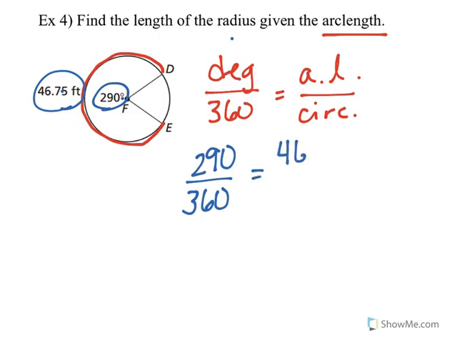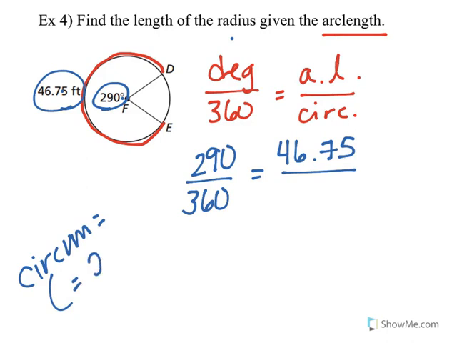We know our arc length is 46.75. What about circumference? Well, we don't know that. We need a variable, and we're solving for the radius. So isn't there a circumference formula that is in terms of the radius that we talked about in the last section? Circumference is equal to 2 pi r. There's where the r is going to come in. So rather than circumference, I'm going to actually put in 2 pi r, and I'm going to have to solve for r. How? Let's cross multiply.